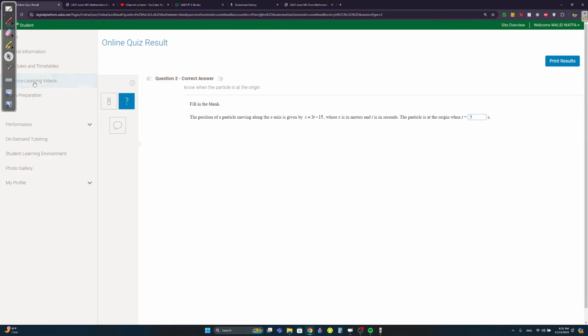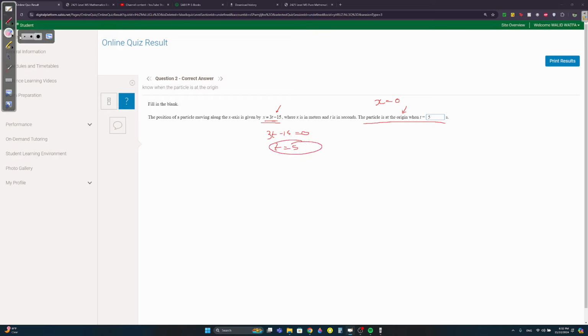Number 2. Again, they gave you the position, x(t). They want when the particle is at the origin. When you say the particle is at the origin, that means x equals 0. So they want you to equate x to 0. So 3t minus 15 equals 0, so you get t equals 5. Very easy.